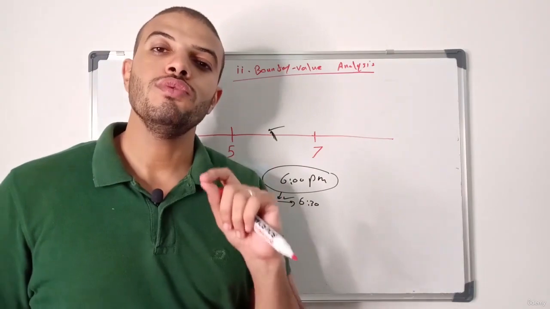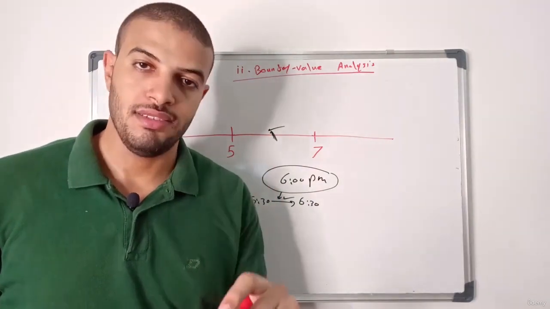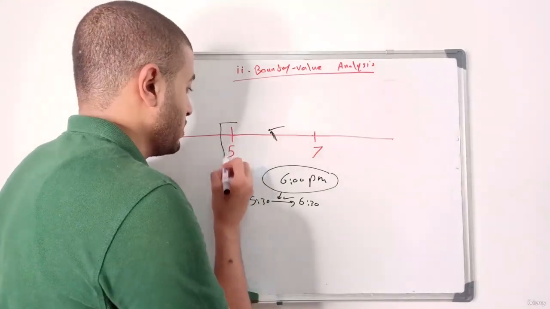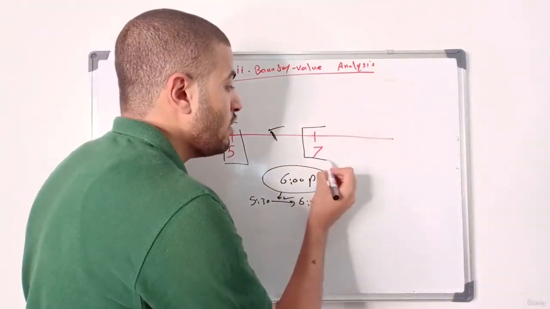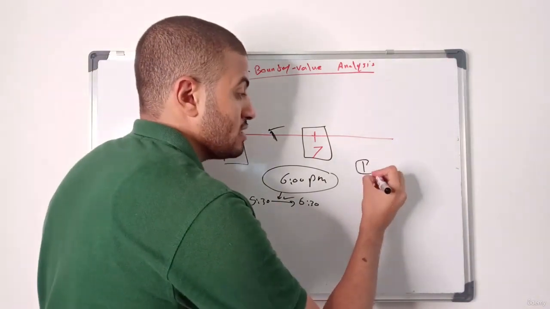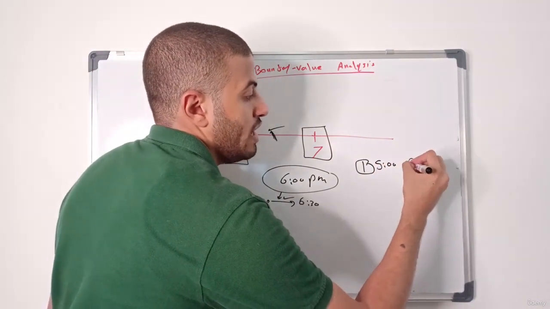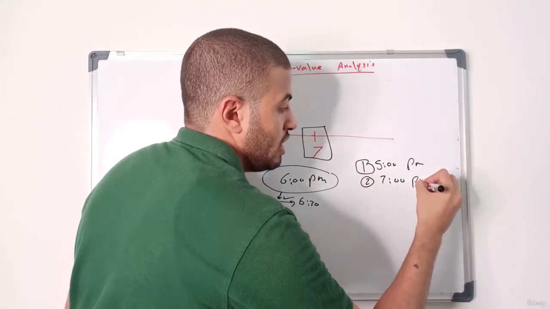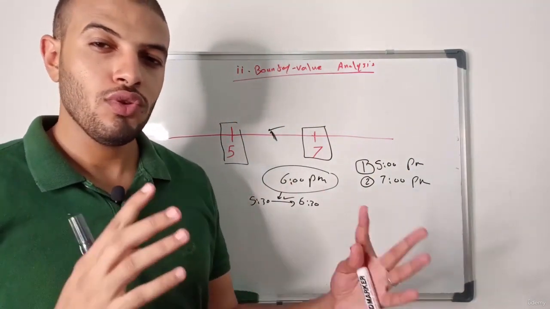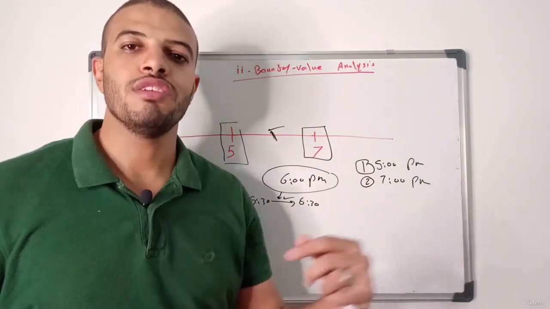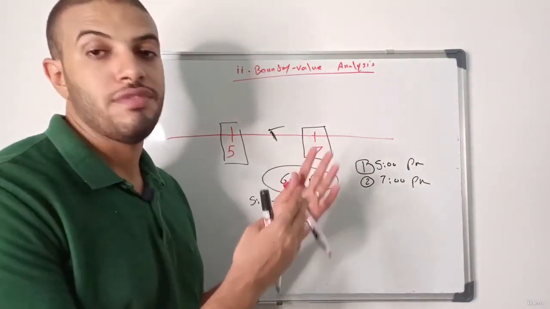In this case, we use boundary value analysis. So here I will test my system at the boundaries of it, okay? We begin at 5 and we finish at 7. So I will test at 5 p.m. and 7 p.m. Okay, so in your opinion, which technique is better, equivalence partitioning or boundary value analysis? Of course, boundary value analysis.